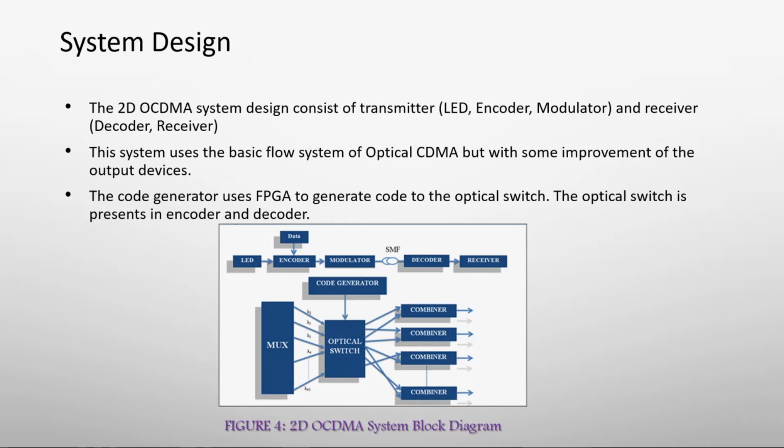For system design, our system consists of a transmitter and receiver. As we can see in figure 4, the LED encoder and modulator can be classified as the transmitter, while the decoder can be classified as the receiver. Optical switch is used in the transmitter and receiver, where it receives the code from the FPGA.